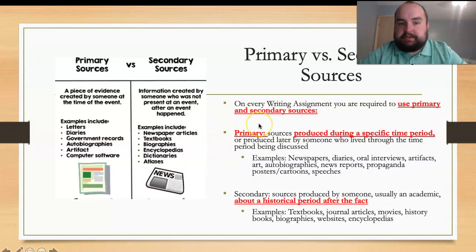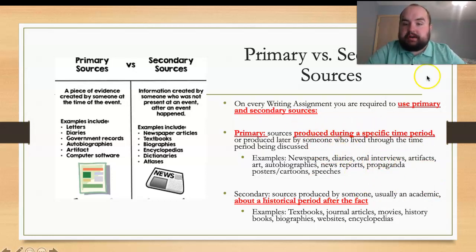Now, primary sources. A simple definition for a primary source is just anything that is produced during a specific time period, or at the very least is produced later by someone who did live through the time period being discussed. So, a few examples. A newspaper. If, for example, you found a newspaper clipping of the Pearl Harbor attacks, that would be a primary source because it was made by the news or by the media right after the event happened. Diaries, so if you found George Washington's diary, that's a primary source.